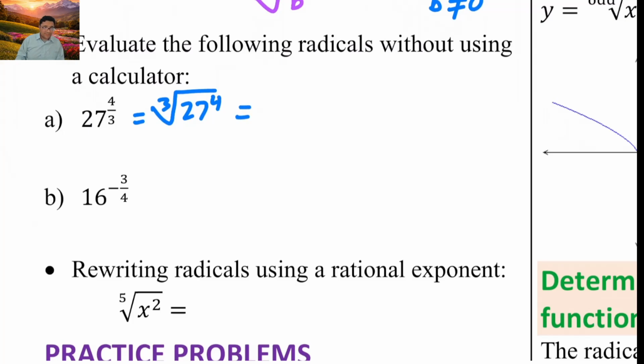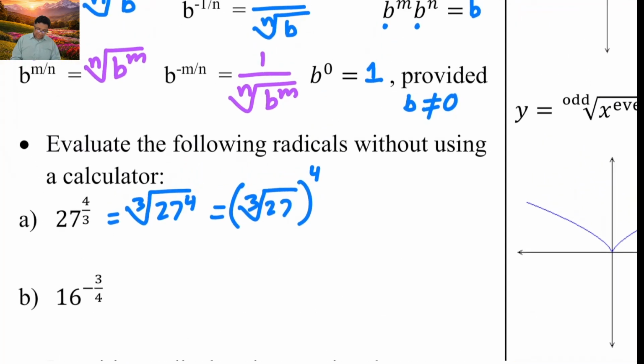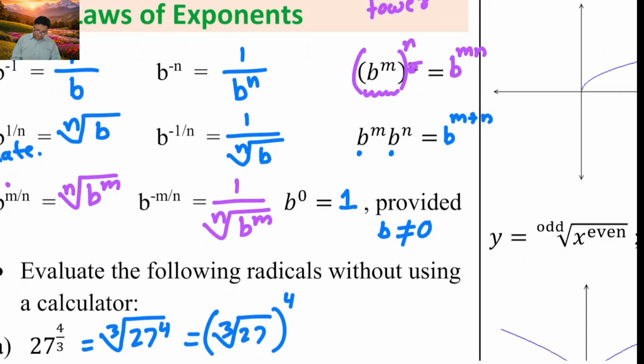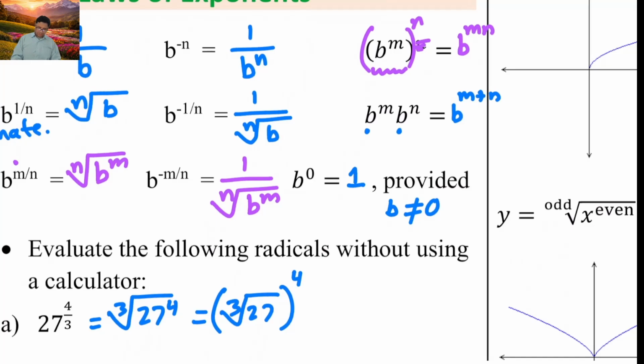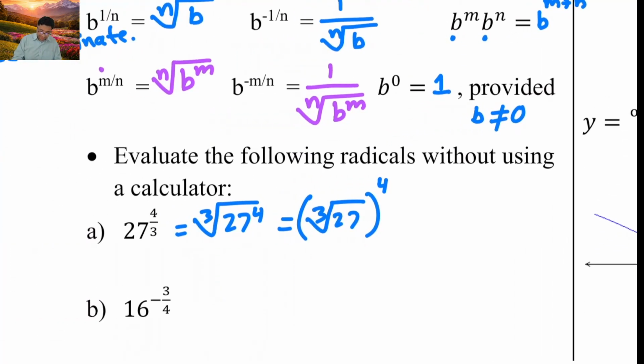But we are not using a calculator. Then what do I do? I'm going to use the other law of exponents that we studied. Taking the cube root of 27 to the power 4 is the same as first taking the cube root and then raising that to the power 4. To understand that more clearly, think of it like this.